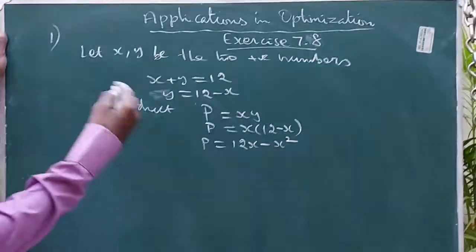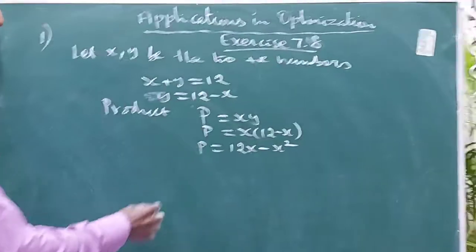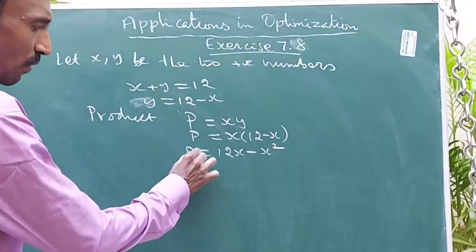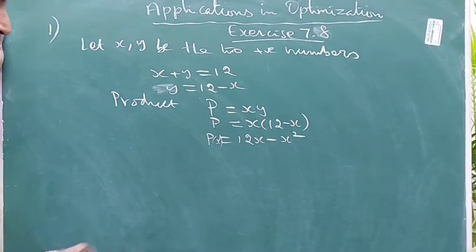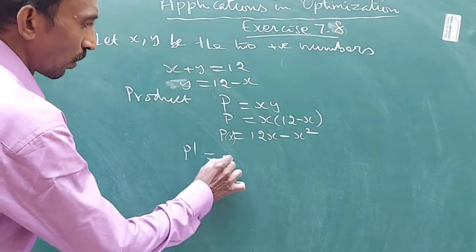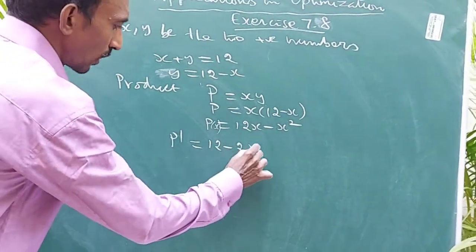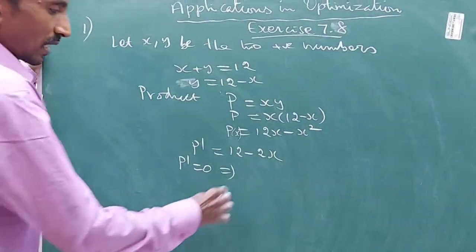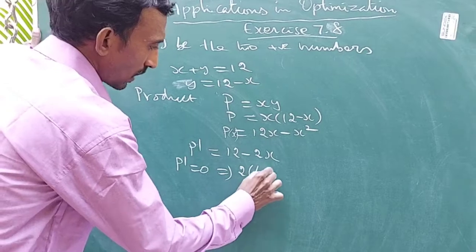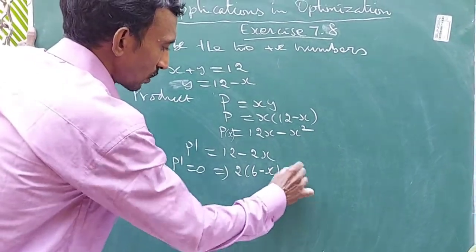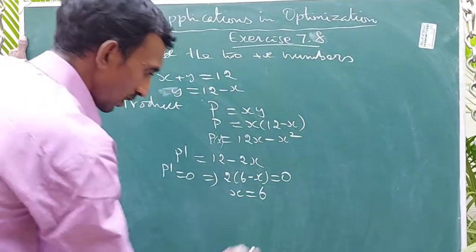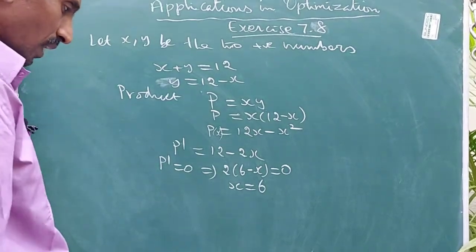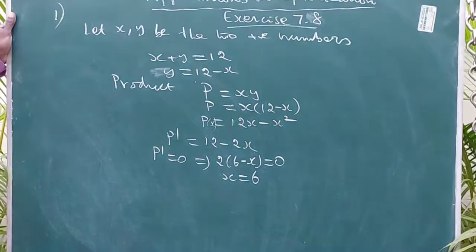Now find the first derivative. It is p, now in terms of x, or we can write p of x. So p dash equals 12 minus 2x. p dash equal to 0 implies, taking 2 as common, 2 into 6 minus x equals 0. So x equals 6.